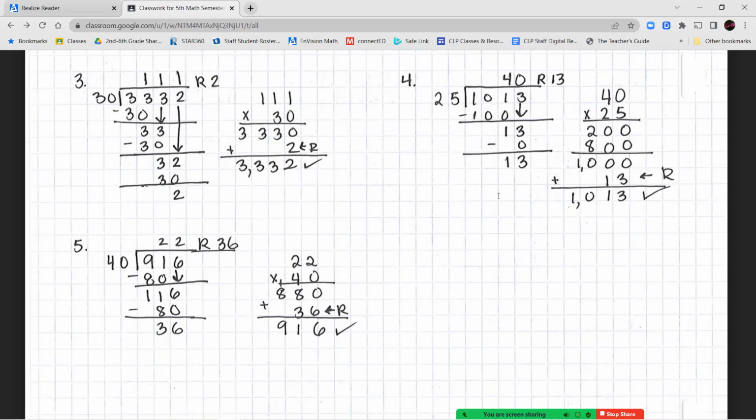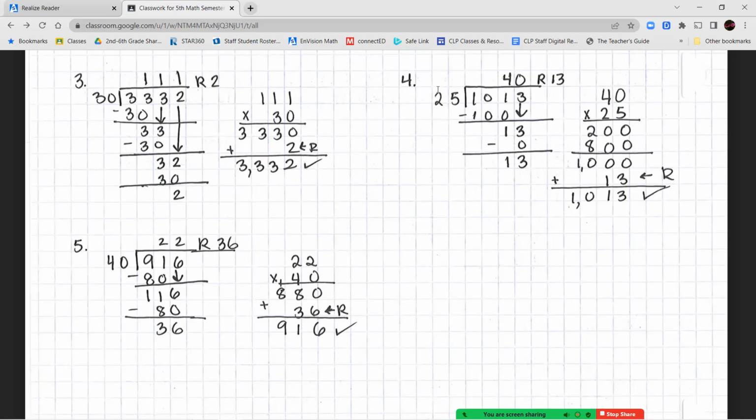For number 4, we have 1,013 divided by 25. 25 does not go into 1 or 10. So we're going to look at 101. 25 times 4 is 100. So I put that 4 above that last digit that I used. 101 minus 100 left me with 1. And then I drop my next digit, which is a 3.